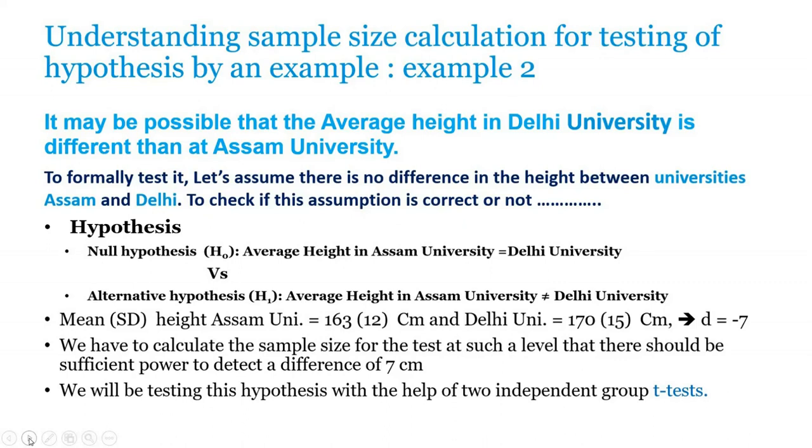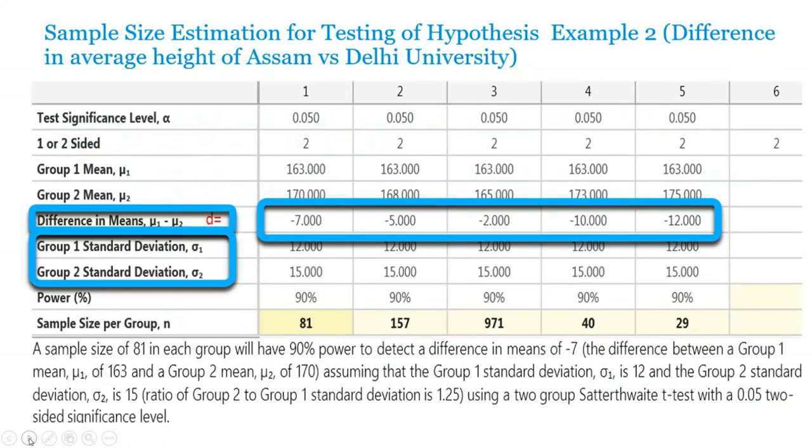If there is a 7 unit difference between the two, and even if there is a 7 unit difference, I will say that both are equal. Now we have to calculate a sample size for this with 7 unit allowable difference. To facilitate this calculation, a two independent group t-test is involved. Now this is a software screenshot. Let's see. So this is the actual computation with 7 unit difference.